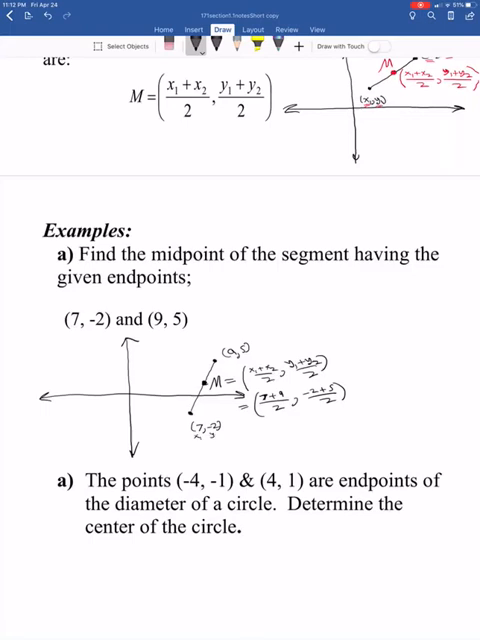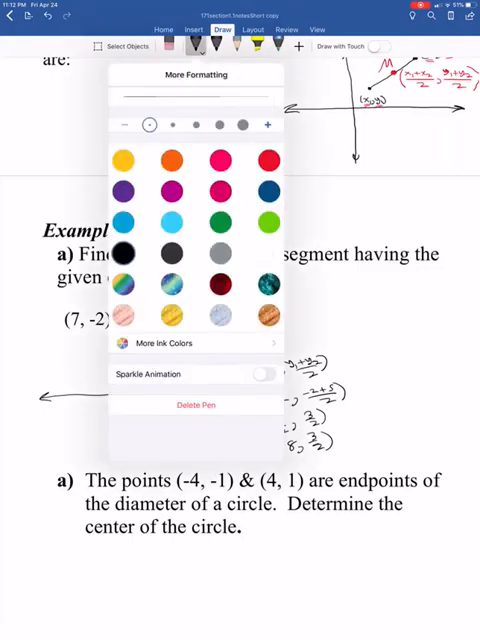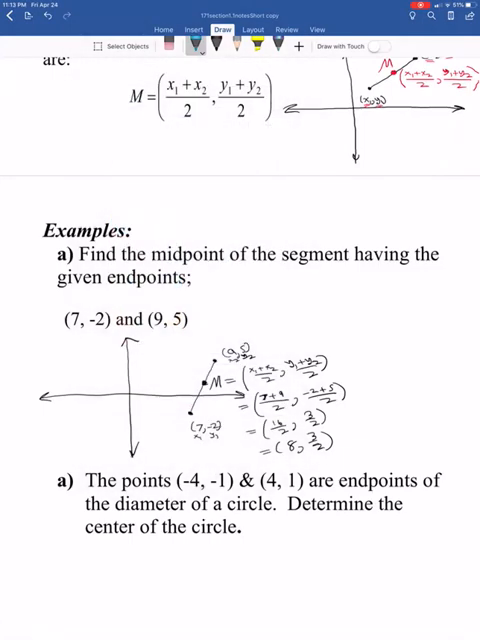So again, there's x1 and y1, and up here is x2 and y2. As we simplify down, I got 16 over 2 and 3 over 2, so 8 and 3 halves, or 1 1/2, 1.5. So there's our middle point. In finding the midpoint, we've got that ordered pair, 8, 3 halves. There's the midpoint. So again, that's pretty straightforward, to find the midpoint.